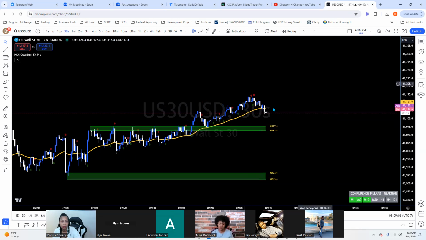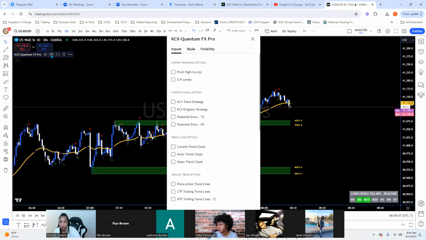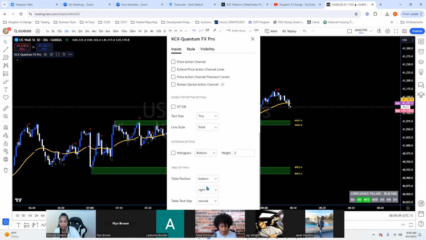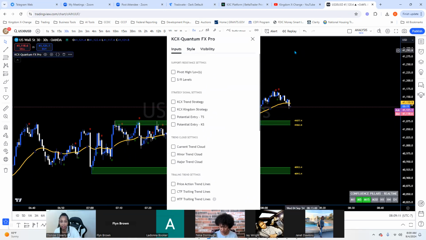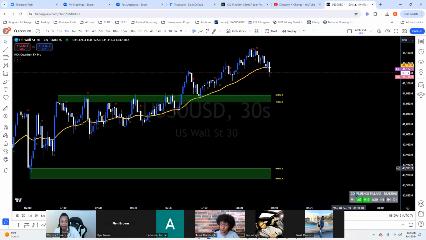Okay, so what I like to do is I put my Quantum FX Pro on, but I remove everything off of it. I don't have anything checked off, right? So this is the basics of what is standard on there. And this can be moved around the screen. I always move it to the corner.